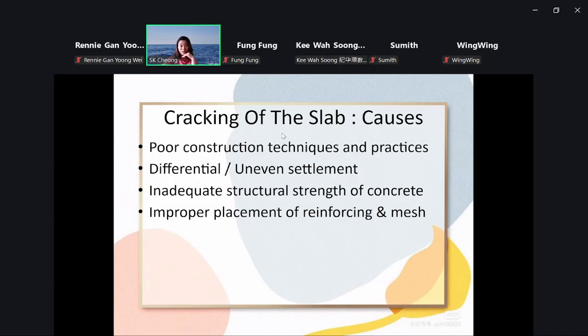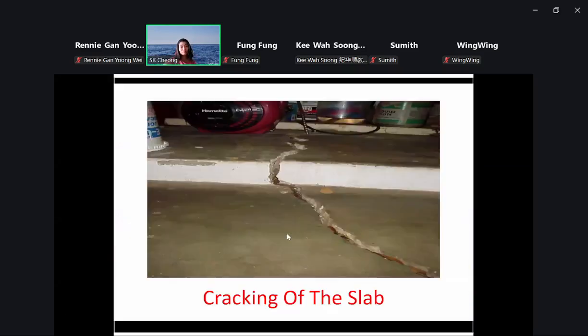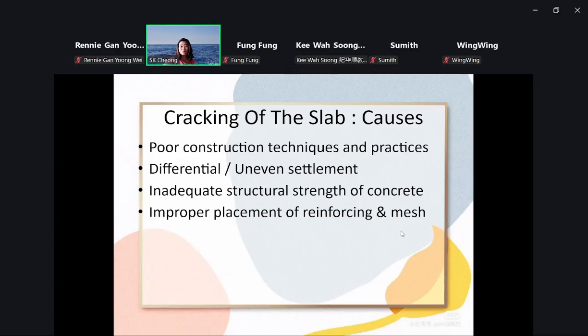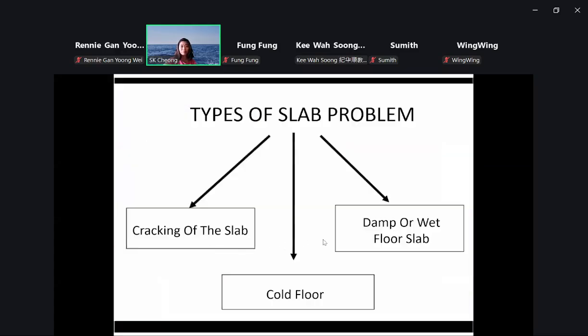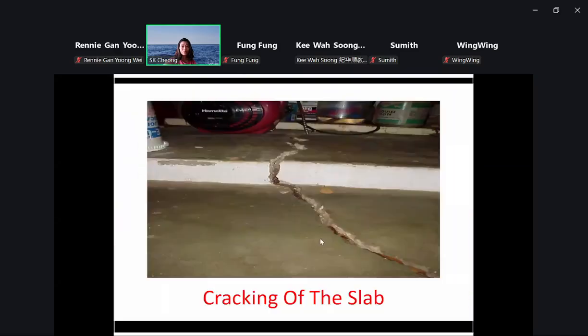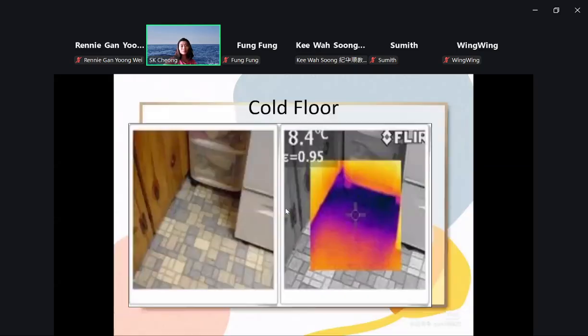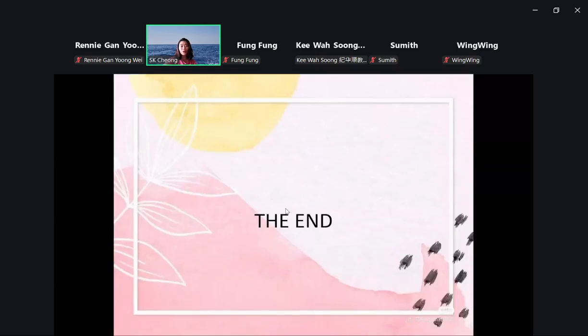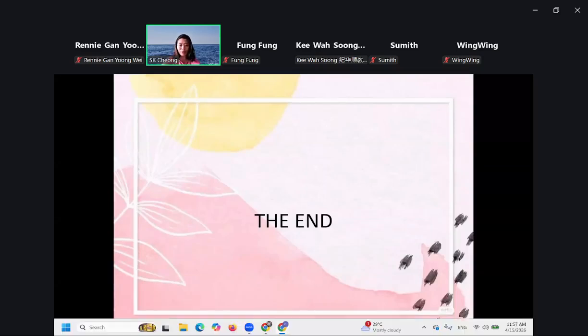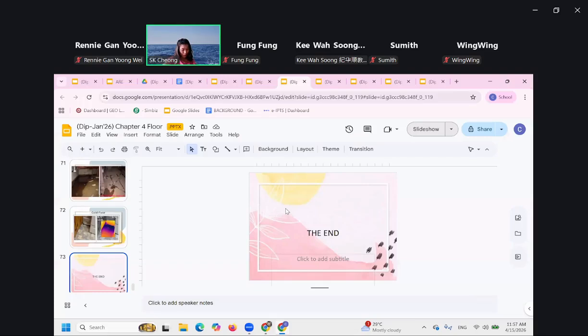The cracking of the slab, what are the causes? So cracking causes over here is cracking of the slab. Okay. What are the causes? So another cause will be the moisture migration due to dampness. Okay. Poor site drainage. Okay. Cold floor. Okay, got it? So this is from chapter 4.